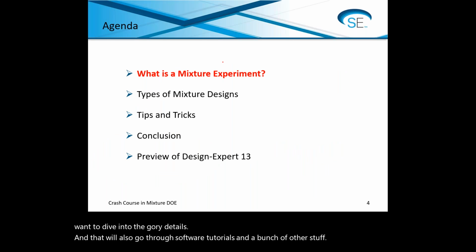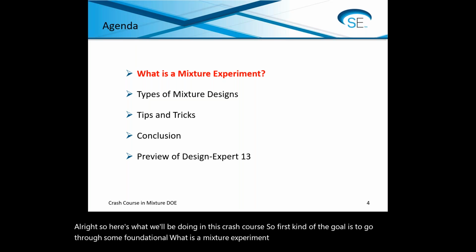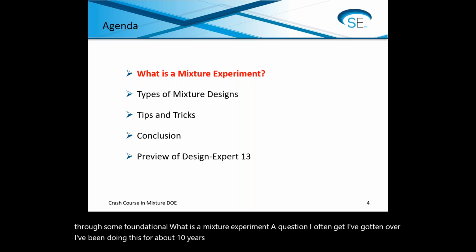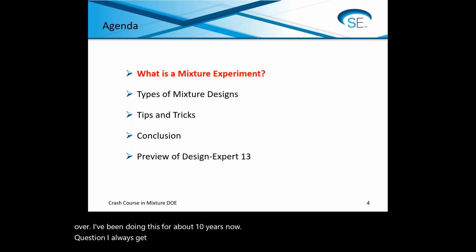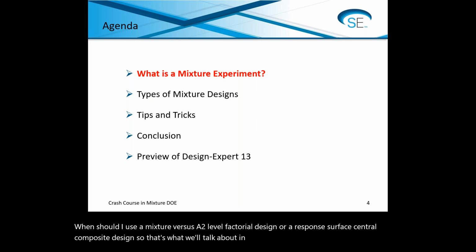All right, so here's what we'll be doing in this crash course. So first, the goal is to go through some foundational material: what is a mixture experiment? A question I often get, I've been doing this for about 10 years now, is when do I need to use a mixture experiment? What is a mixture DOE? When should I use a mixture versus a two-level factorial design or a response surface central composite design? So that's what we'll talk about in the first part.